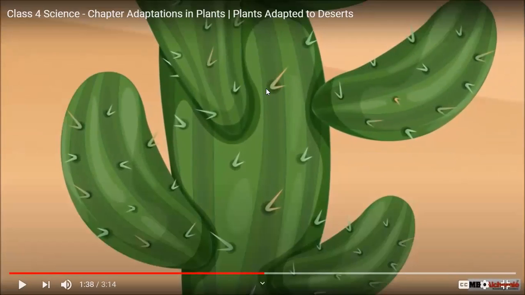So the stem, this is the stem. It is waxy. The meaning of the word waxy, it looks like what? Wax. Wax, okay?